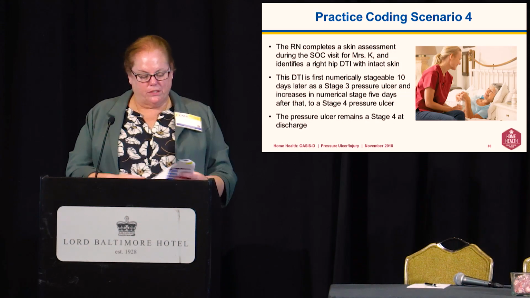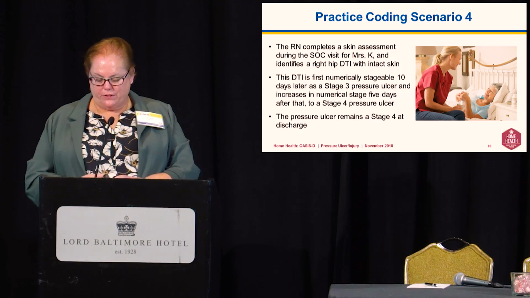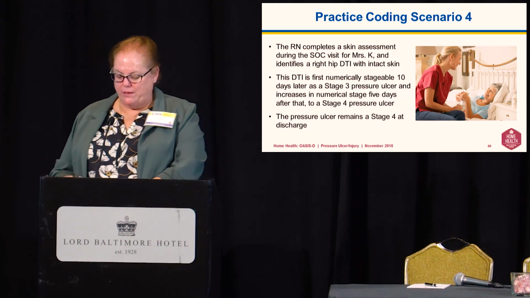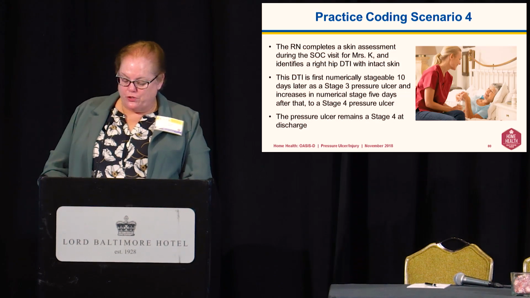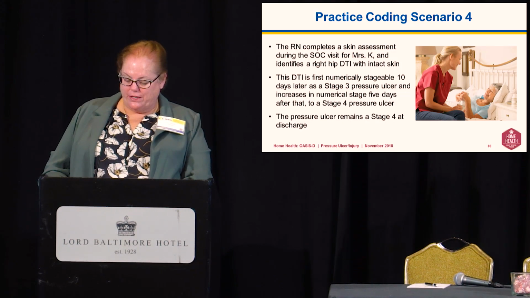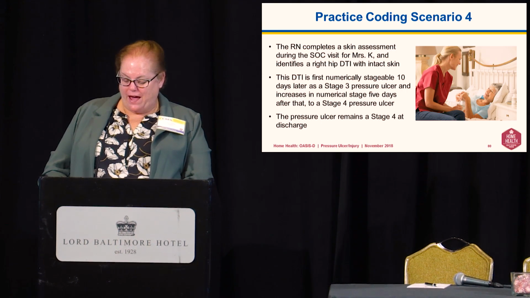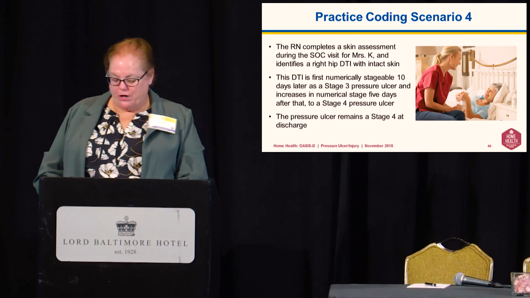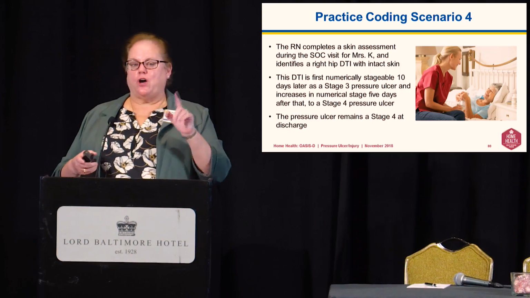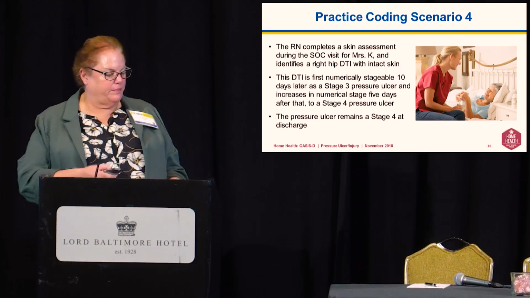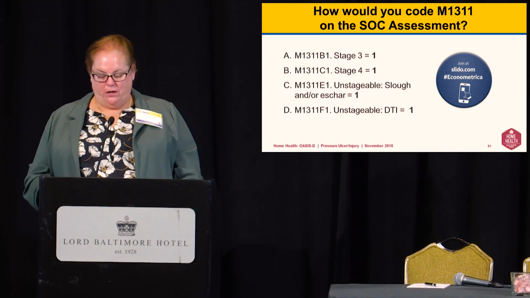So in coding assessment 4, the RN completes a skin assessment during the start of care visit for Mrs. K and identifies a right hip deep tissue injury. This deep tissue injury is first numerically staged 10 days later as a stage 3 pressure ulcer and increases in numerical stage 5 days after that to a stage 4. The pressure ulcer remains a stage 4 at discharge. So this is exactly the scenario I just talked about, but let's walk through it quickly. So how would you code M1311 on the start of care assessment?